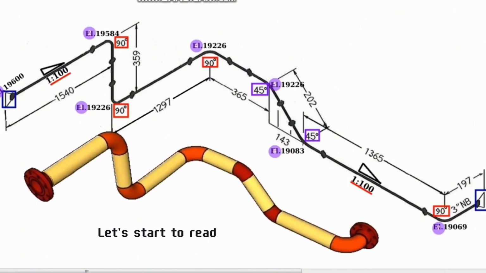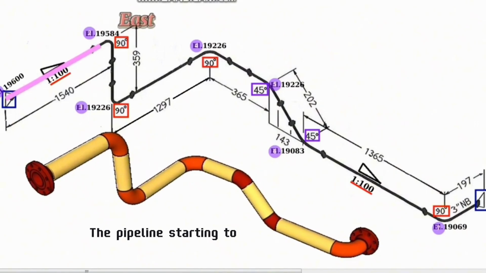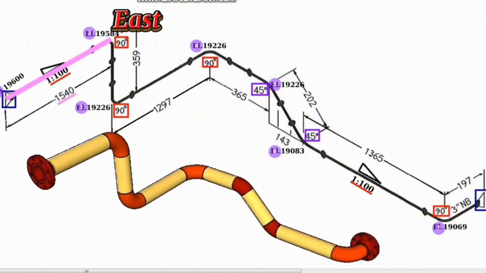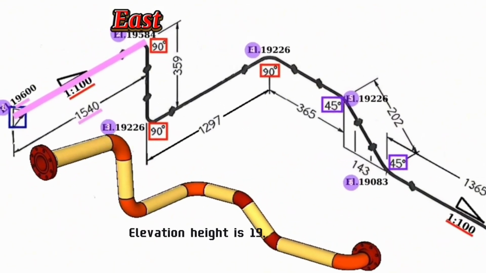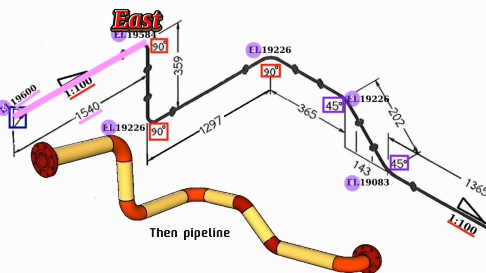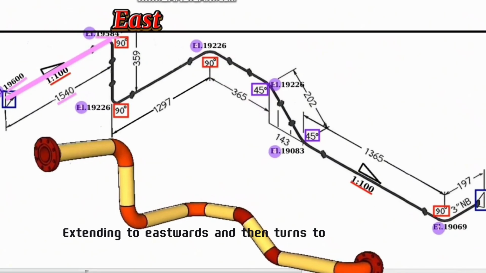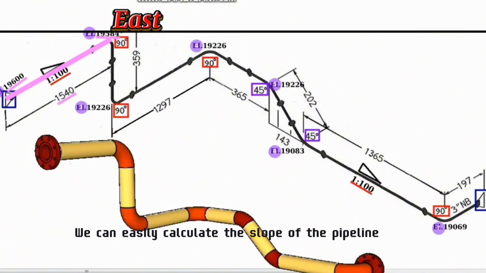Let's start to read this pipe isometric drawing from this flange. The pipeline starts by extending eastwards a length of 1,540 mm. The pipeline starting point elevation height is 19,600 mm, then the pipeline extends 1,540 mm eastwards and then turns downwards. The elevation of the pipeline turn point height is 19,584 mm. We can easily calculate the slope of the pipeline here.